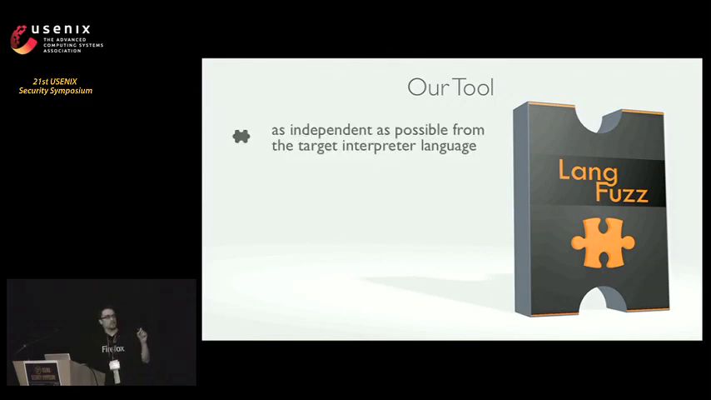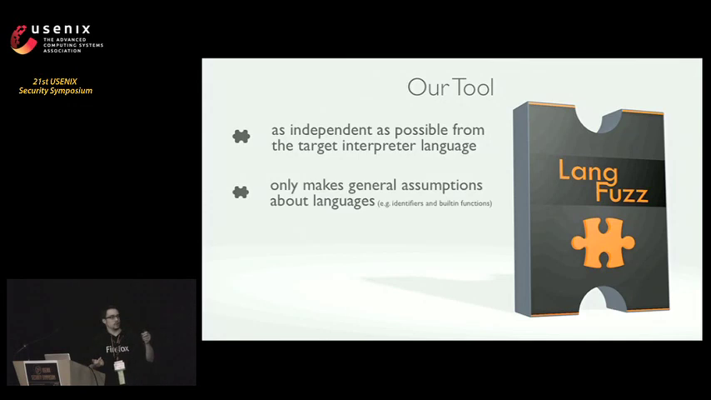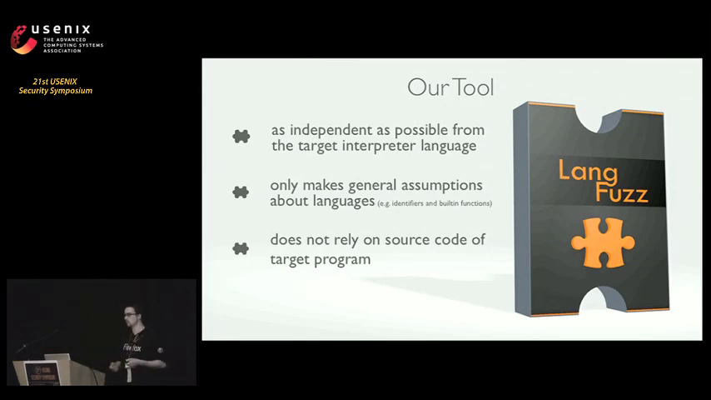And we aim to be as independent as possible from the target interpreter language. As independent as possible means that we have to make certain assumptions about languages. For example, languages usually have identifiers and built-in functions, and we exploit this generic property of languages. We also wouldn't want to rely on the source code of the target program simply because it extends the scope of possible testing. For example, if you would like to test Internet Explorer as an outsider, then this wouldn't work if you would need the source code of the program.